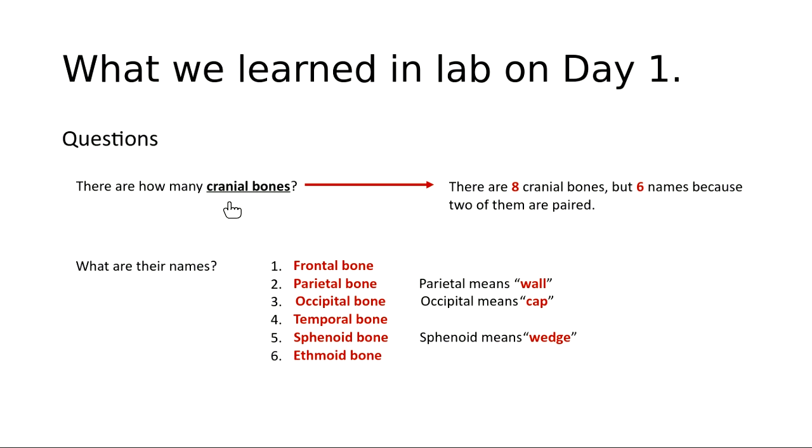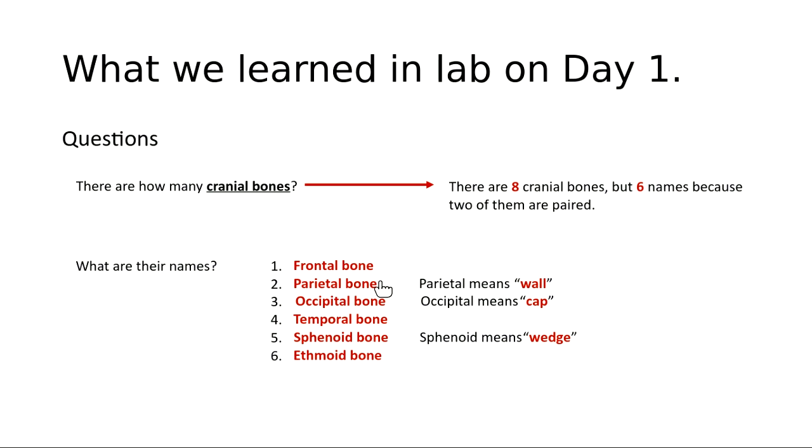So the cranial bones, there are 8 cranial bones, but 6 names because 2 of them are paired. There are eight bones, but you see that my list here has only 6 listed because several of them, there's one on the left side and the right side. The parietal bones are that way and the temporal bones are that way.